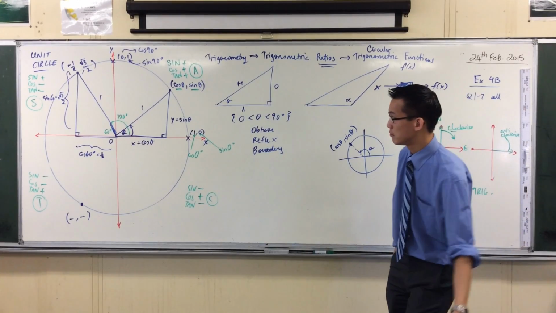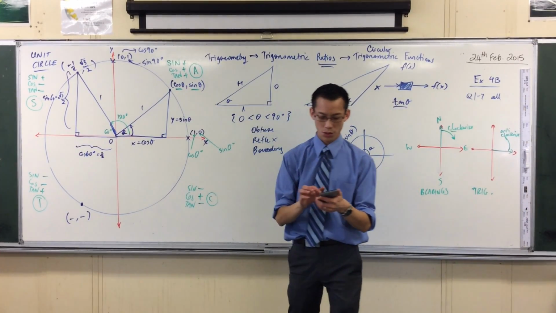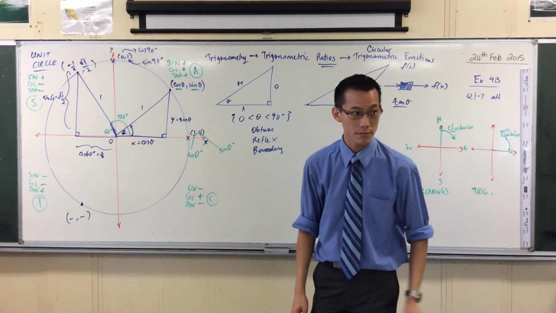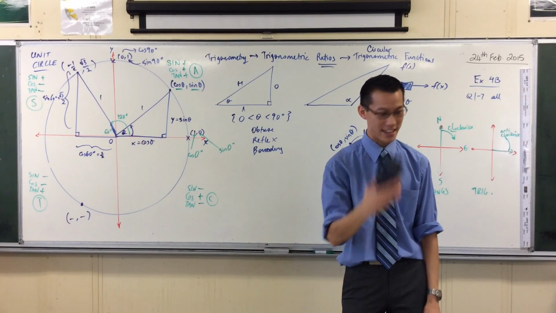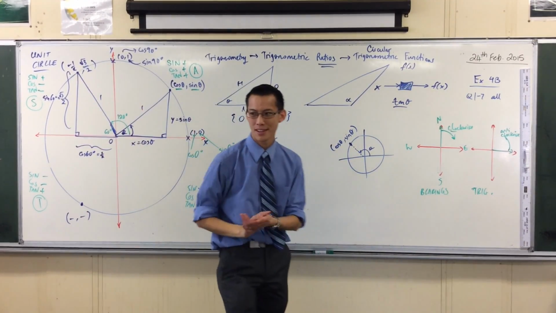Go ahead. You chuck in, with the one we worked out just now, cos of 120, and it'll tell you minus a half. Oh, cool. Now, by the way, it's not that this thing is smart, it's just that this thing has been told to do this, right? So it gives you the right value. Okay?